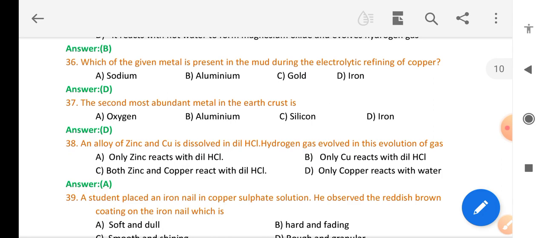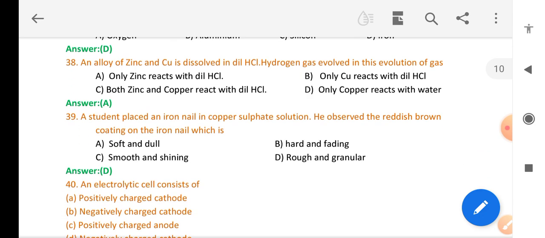The second most abundant metal in the earth's crust is iron. The alloy of zinc and copper is dissolved in dilute HCl. Hydrogen gas is evolved. Only zinc reacts with dilute HCl.